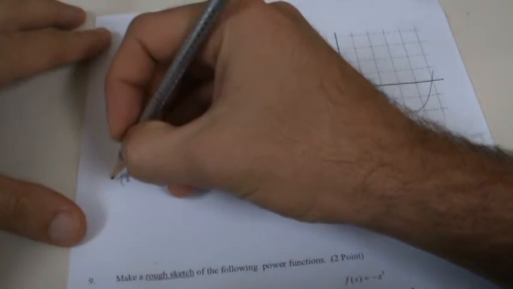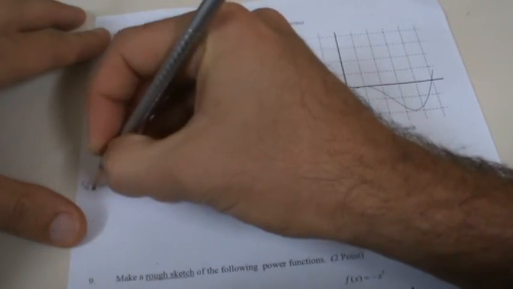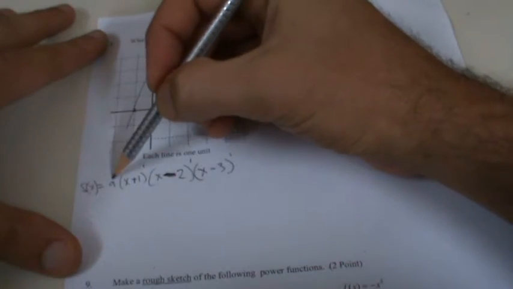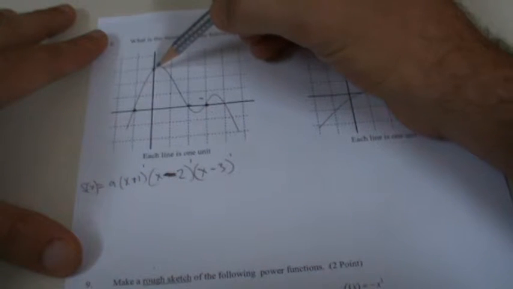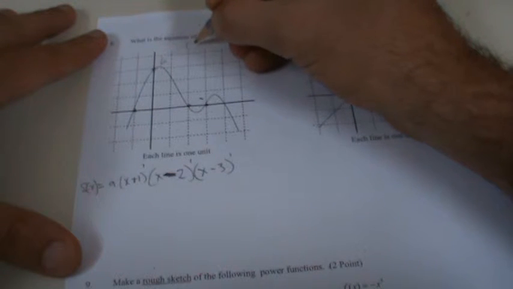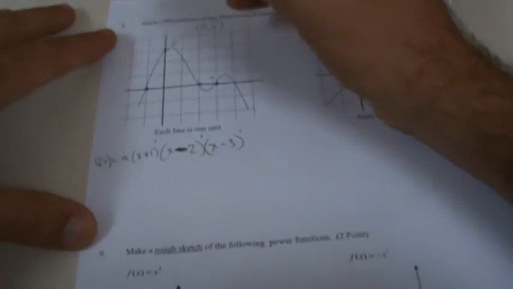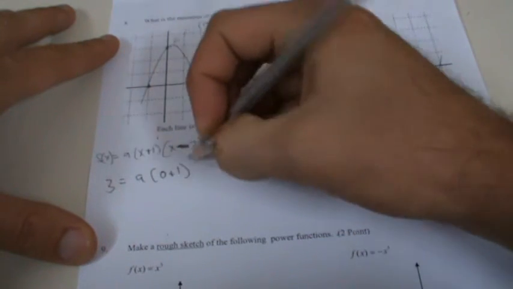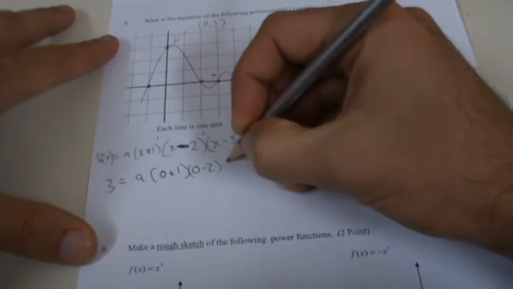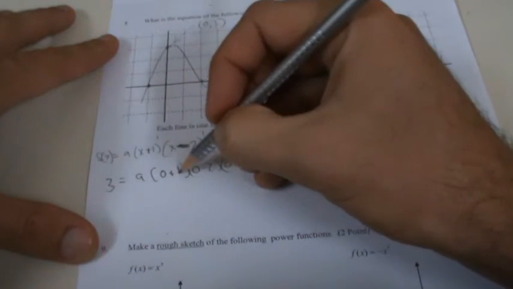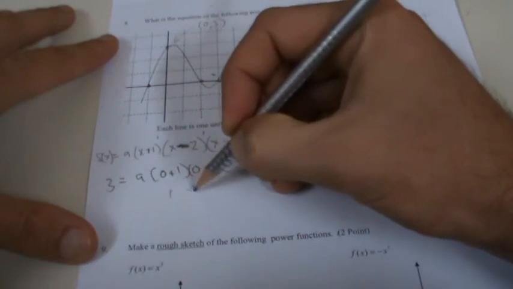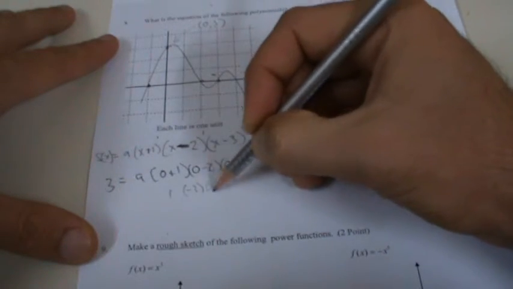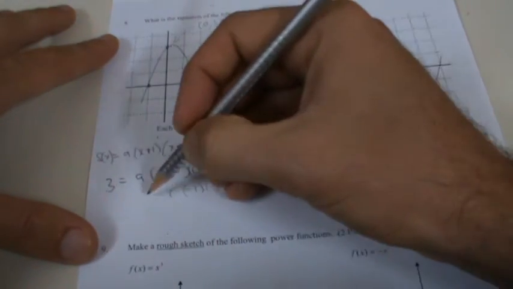Now, unfortunately, I don't know the rest of the function, but I can figure out this little lead coefficient thing by using my y-intercept here. This is point (0, 3). And so what I'm going to do is 3 is equal to a times (0 plus 1)(0 minus 2)(0 minus 3). 0 plus 1 is 1. 0 minus 2 is negative 2. 0 minus 3 is negative 3. The product of this is 6.